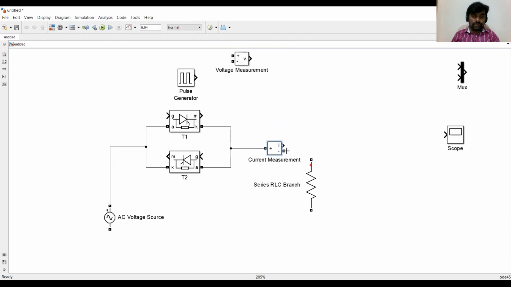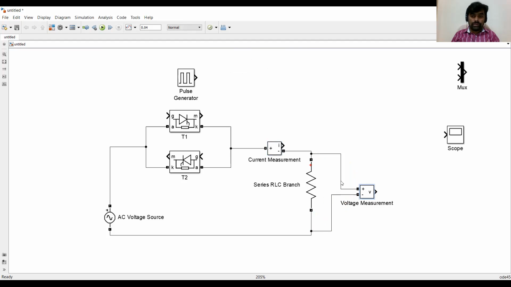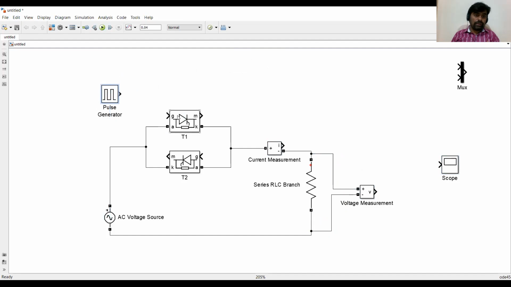So to see the current, I need to connect a current measurement block in series with the resistor, that is the load, and to see the voltage of a load, we need to connect a voltage measurement block parallel to the load, right? Then, I need to fire this thyristor at alpha.